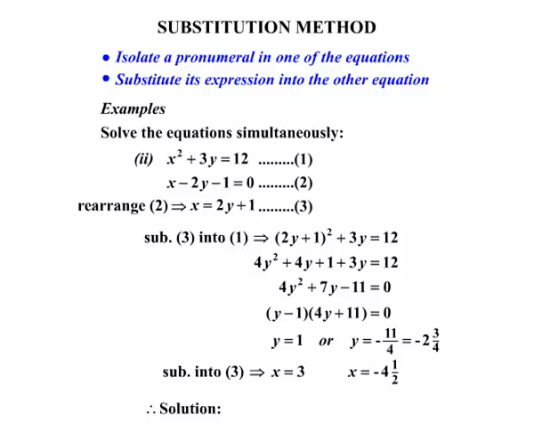So there's our first pair. Again, we write (x, y) in that order, x followed by y. So that will equal (3, 1). Or our other solution is (minus 4.5, minus 2 3/4).